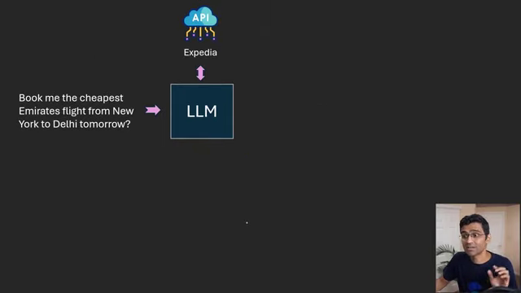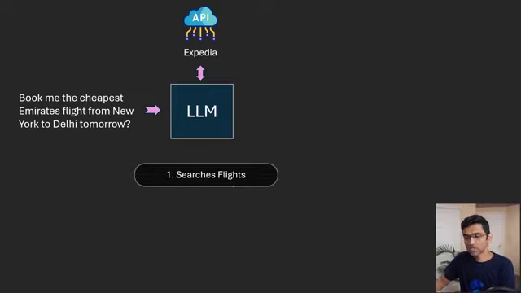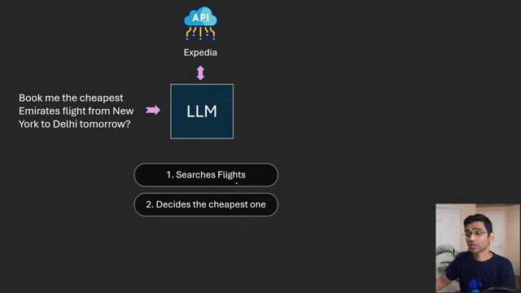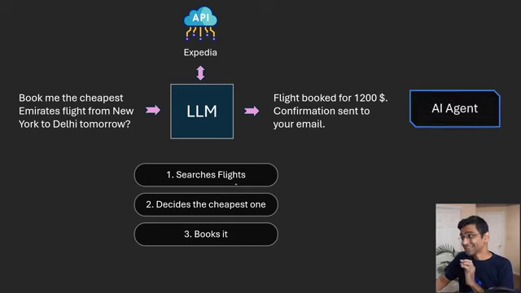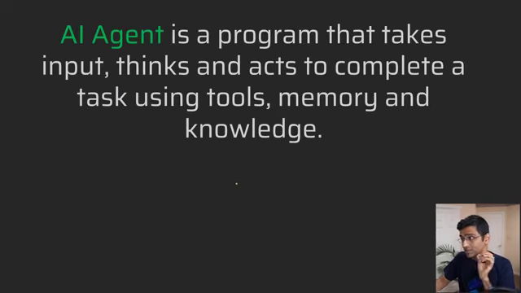You can also ask, book me the cheapest flight tomorrow from place A to B. And using the Expedia API, it will first search different flights, then it will decide the cheapest one, and then it will book that flight. So here you are now performing actions. Previously you were asking questions, simple Q&A, but now it is actually taking action for you. This is an AI agent. It is a program that takes input, it will think, and it will act to complete a task. Okay, the agent will complete the task.